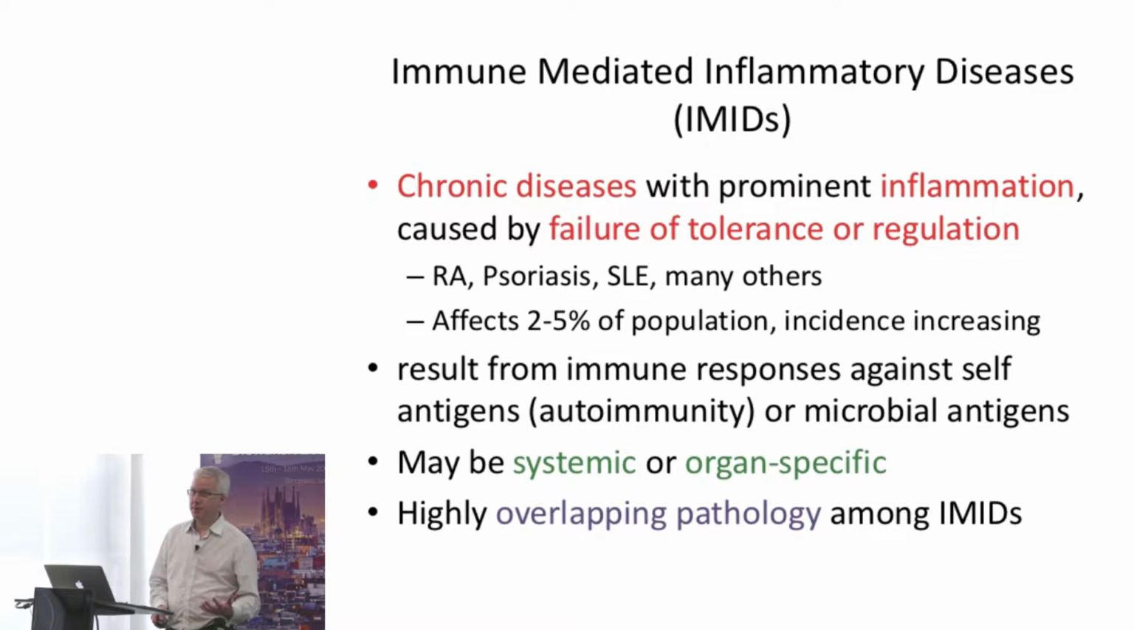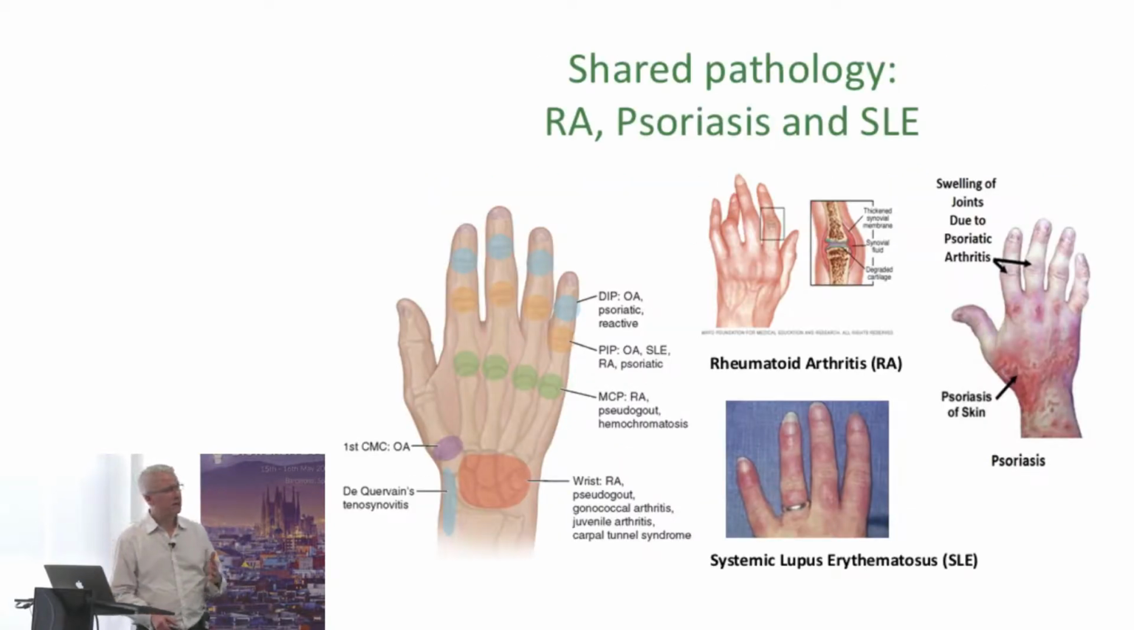And they can be systemic, like in something like lupus, or they can be organ-specific, like in psoriasis, skin, but usually that has a systemic effect. And the pathology is highly overlapping. And if you want to see how overlapping pathology is, you just look at joints and look at the hand, for example. Now this is actually one of my favourite slides to describe the overlapping pathology of IMIDs.